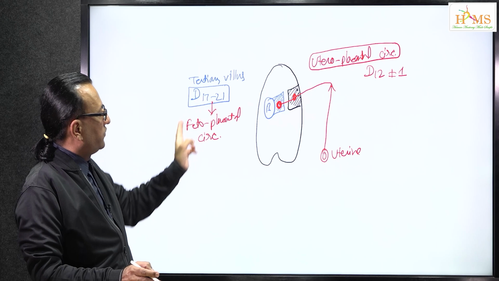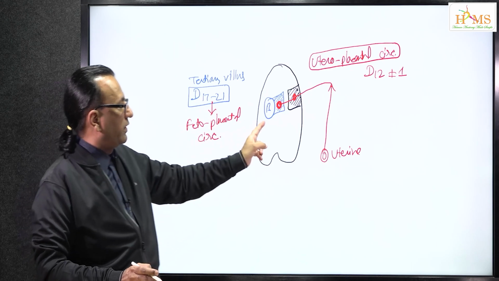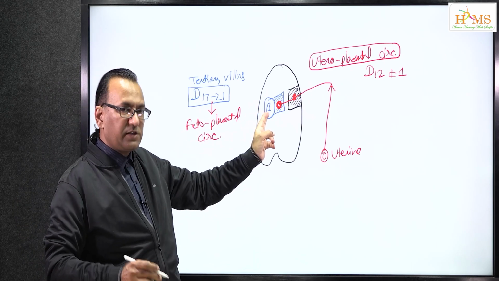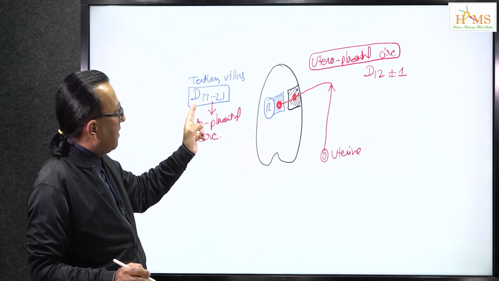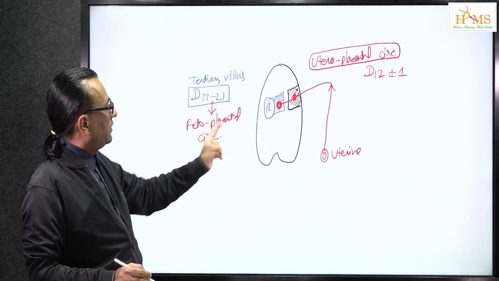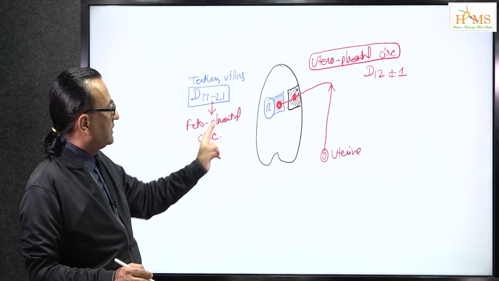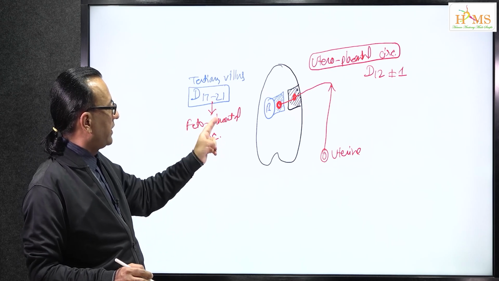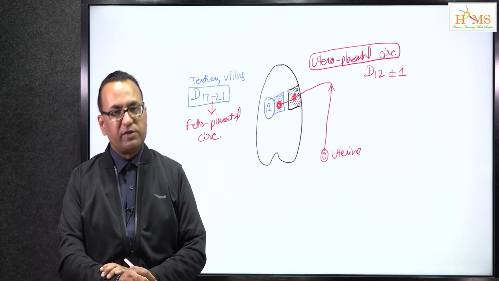And to tell you, this fetoplacental circulation is a misnomer, because you know this baby is not a fetus. It is still an embryo. Week number 3 to week number 8, it is called embryo. So you better use the term embryo placental circulation. If you use fetoplacental circulation, you are using a misnomer here.